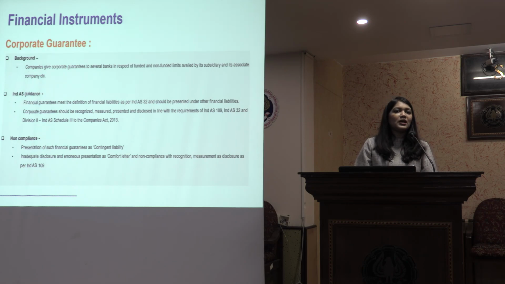So see, if the support letter has only been asked by the auditors, then that does not become a financial instrument. But if the support letter is asked by a bank in lieu of providing a loan to the subsidiary, then it becomes a financial instrument, because then there is a contractual arrangement between the holding company and the bank. But if the auditor has just asked that you provide a support letter that you will support the operations of the subsidiary in order to confirm that the subsidiary has a going concern, in that case it will not become a financial liability because there is no contractual arrangement here.